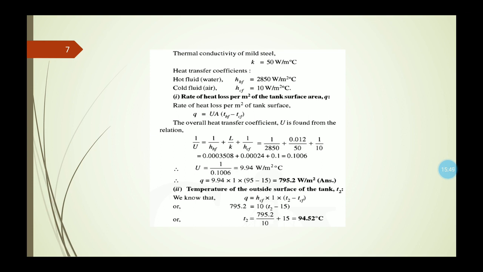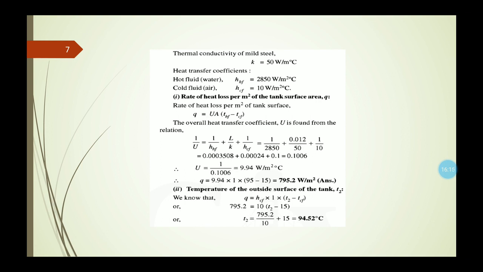Now from this equation, if we put the values of the heat transfer coefficient for the hot fluid, the total thickness, the thermal conductivity of the mild steel wall, and the heat transfer coefficient of the cold fluid, then we can calculate the value of U. This is equal to 9.94 watt per meter square degree centigrade.